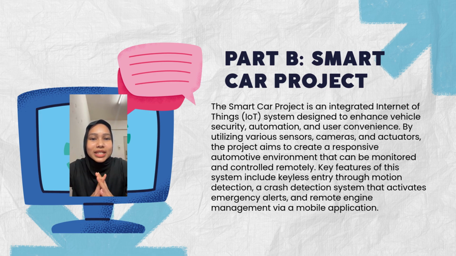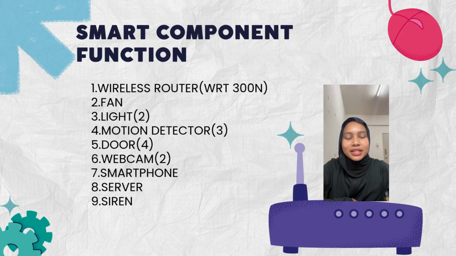Key features of this system include keyless entry through motion detection, a crash detection system that activates emergency alerts, and remote engine management via a mobile application. To make this project successful, I used a few IoT devices, which are wireless router WRT300N, fan, light, motion detector, door, webcam, smartphone, server, and siren. I already explained all of the IoT devices in our report.